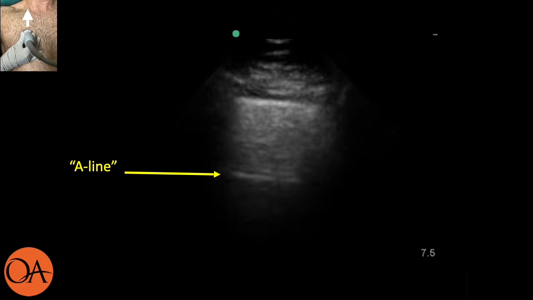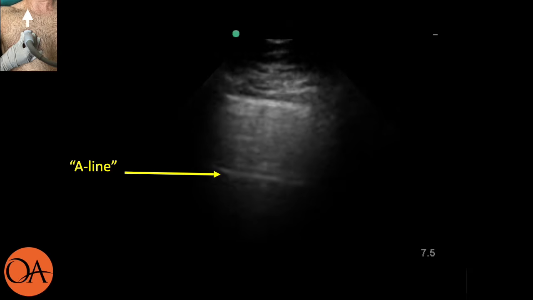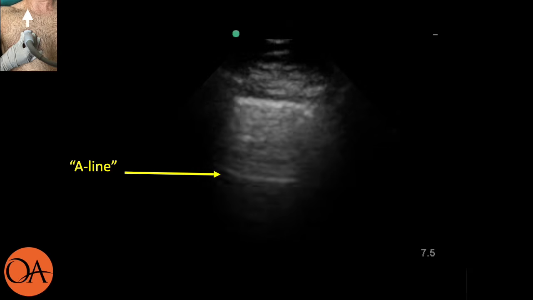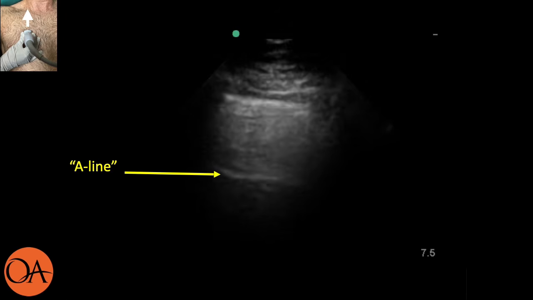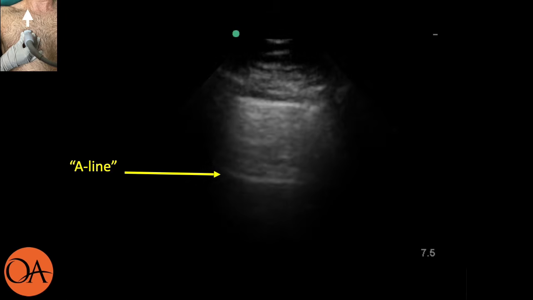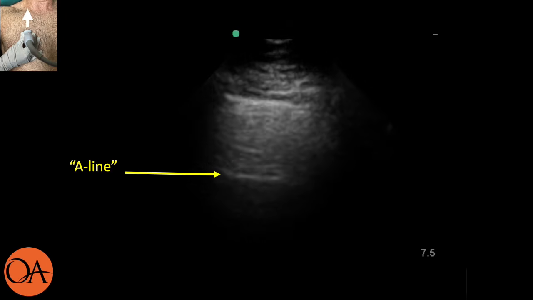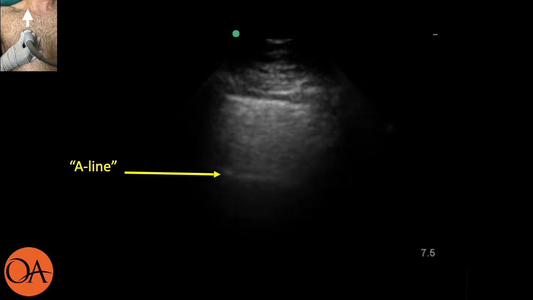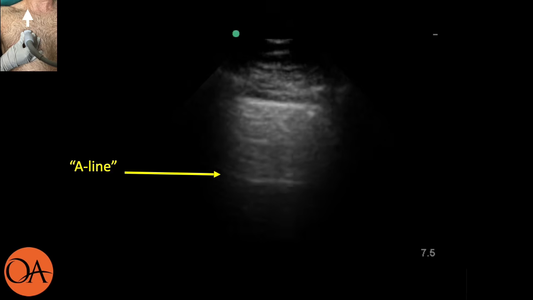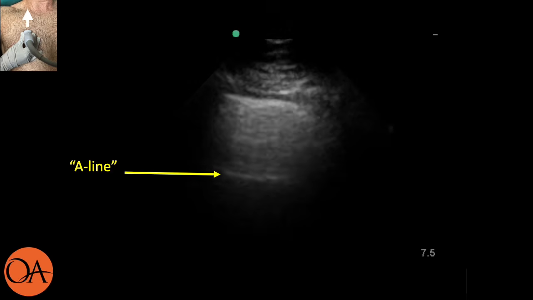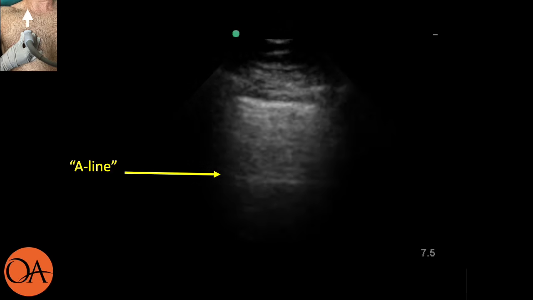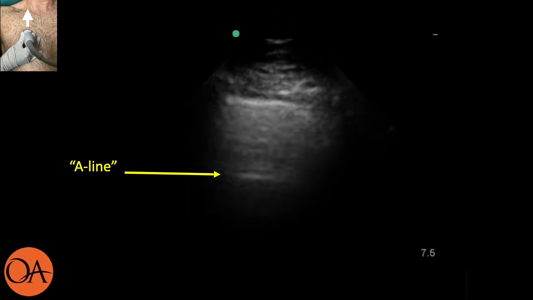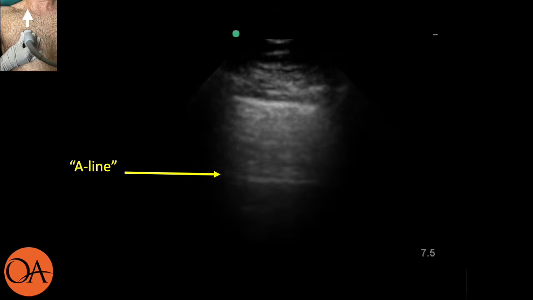The A-line is a mirror image artifact of the pleural line that is seen at a multiple of the distance between the pleural line and transducer. A-lines are, by themselves, a non-specific finding and occur in a wide range of normal and abnormal conditions. A mnemonic for remembering the term A-line is that the letter A has a horizontal line through it, and A-lines are horizontal lines on lung ultrasound.